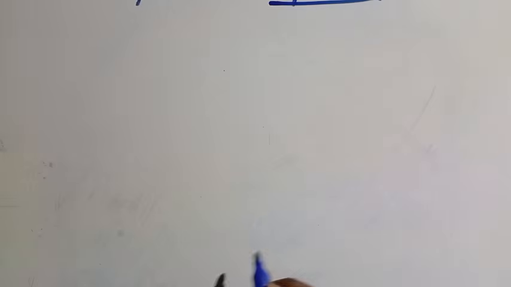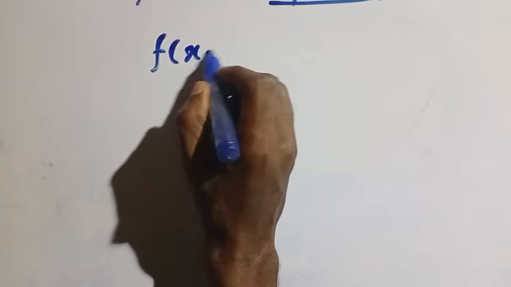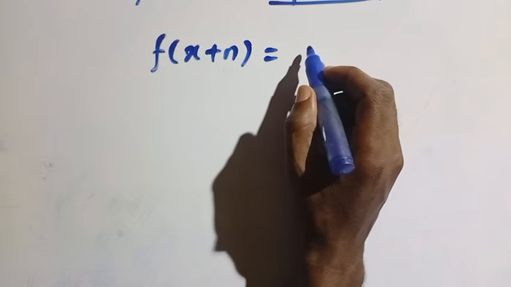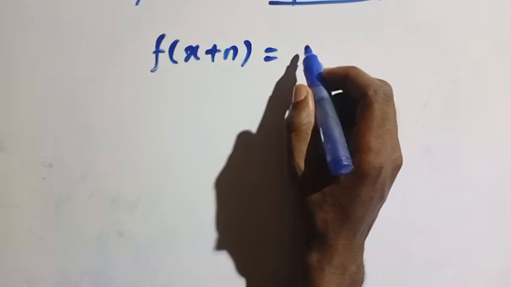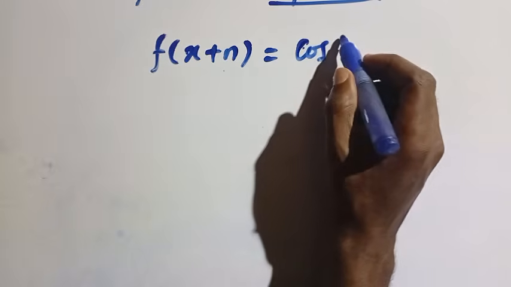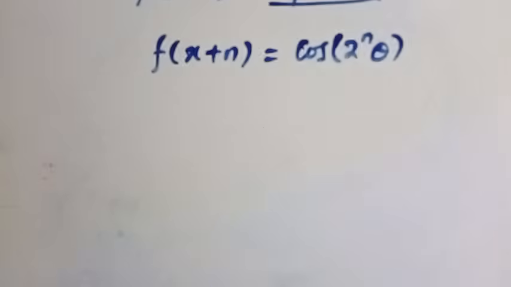So the previous value we have is f of x plus n. So this gives us cos of 2 raised to power of n theta. So this is what we have.